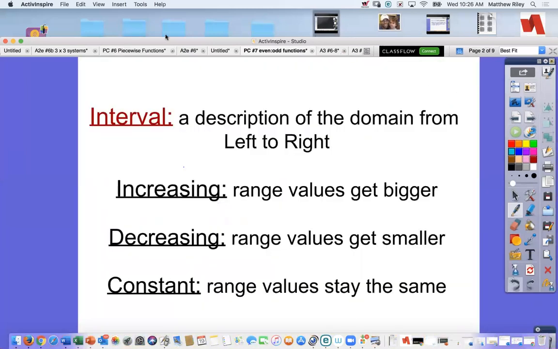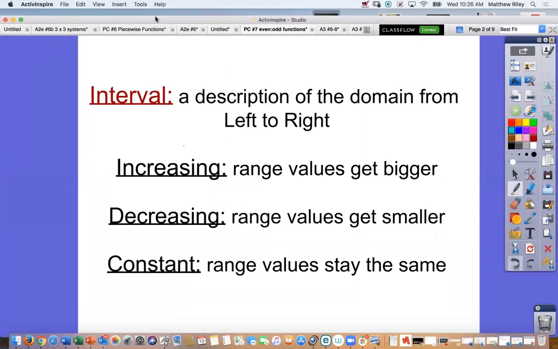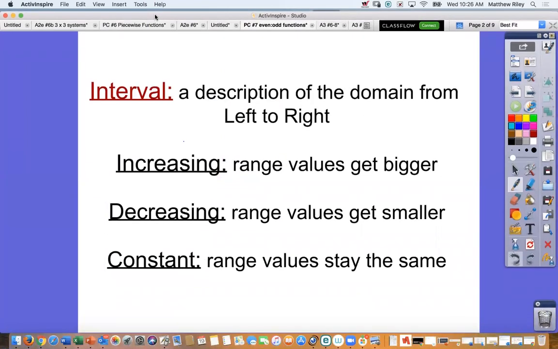All right. So we're talking about even and odd functions. Again, you do not have to write this down, but you better take a picture. So interval notation is how we're doing this. So we're kind of putting this stuff all together.